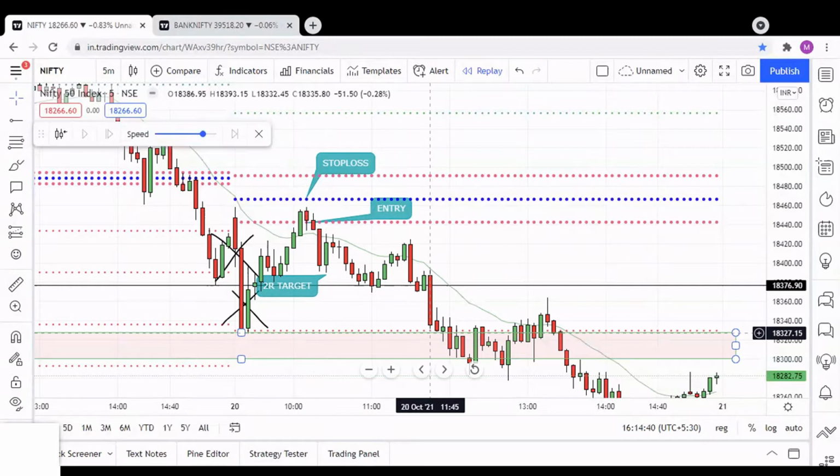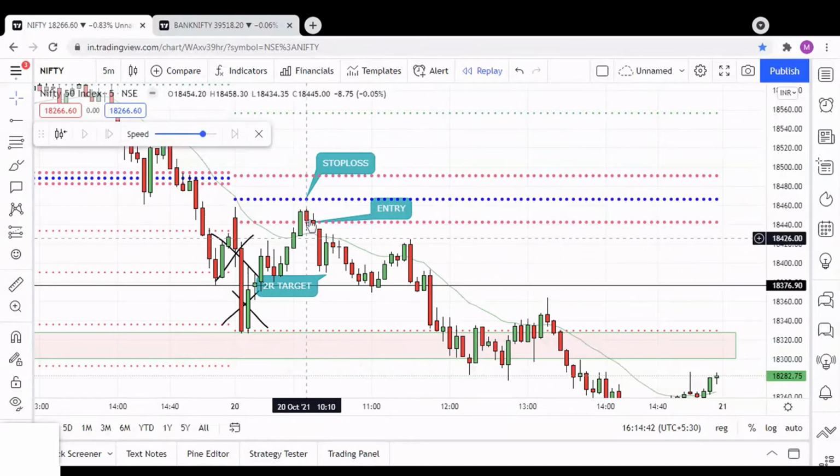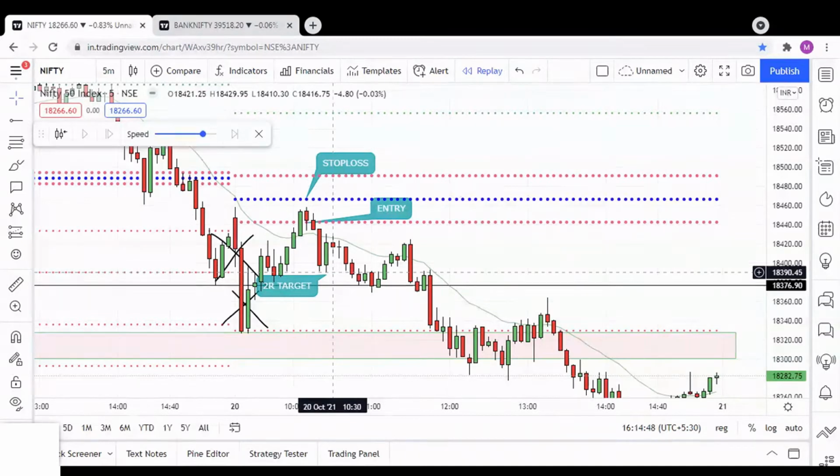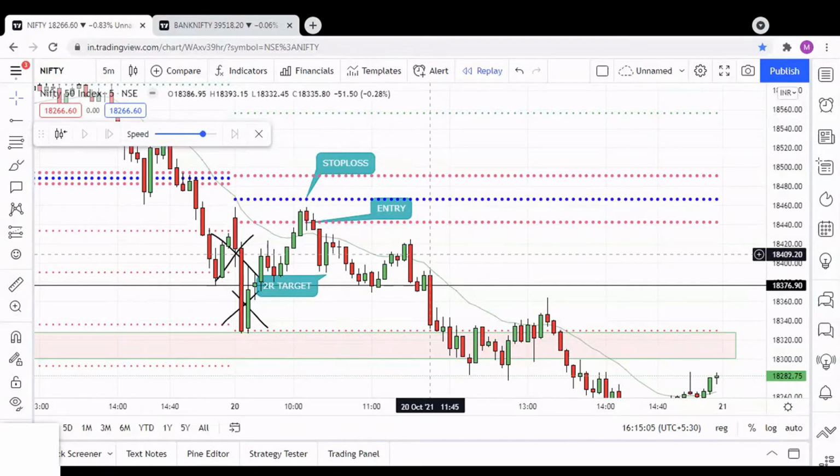But however, I will not take this risk. I will book my profit at 2 hour and exit the trade. This will not happen all the time. This will happen most of the time. There is a probability of 50-50. So I will not take much risk. So I'll book my profit at 2 hour. And this trade gave us a profit of 2 hour.